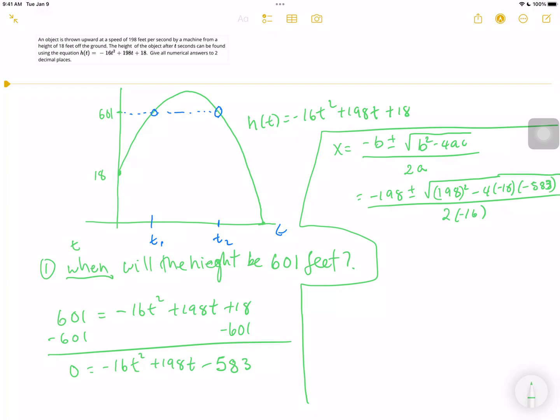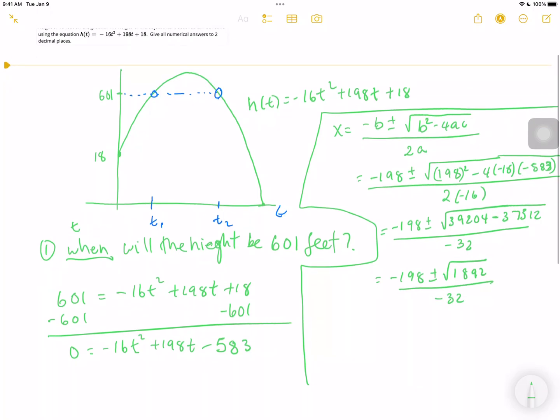Sheesh. Good thing you guys get to use a calculator, right? Negative 198 plus or minus the square root of 39204 minus 37312, divided by negative 32. That's going to be negative 198 plus or minus the square root of 1892. Divided by negative 32. Of course, all of this is just us putting stuff into our handy calculator. It's negative 198 plus or minus 43.4971 divided by negative 32.